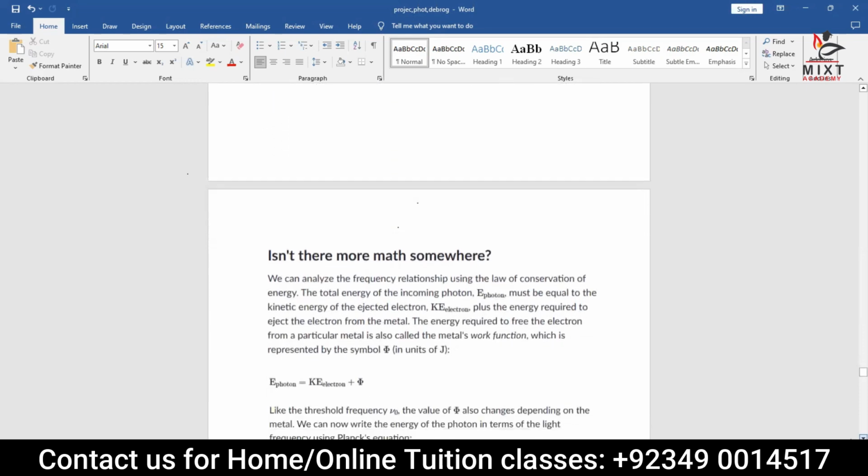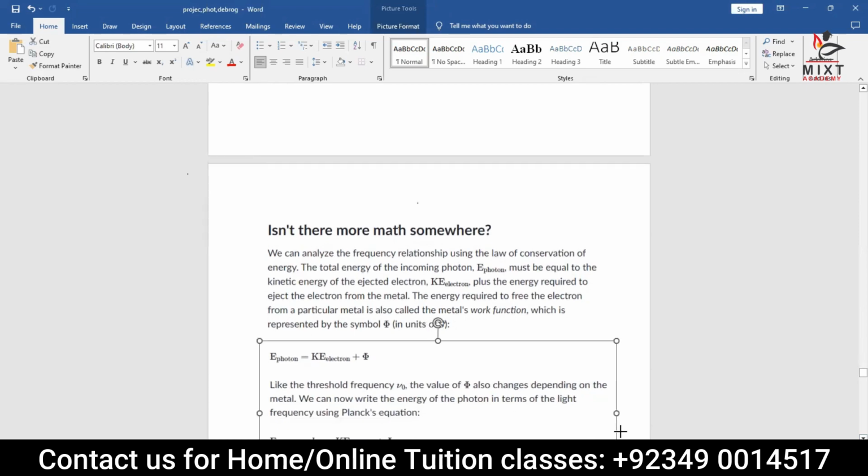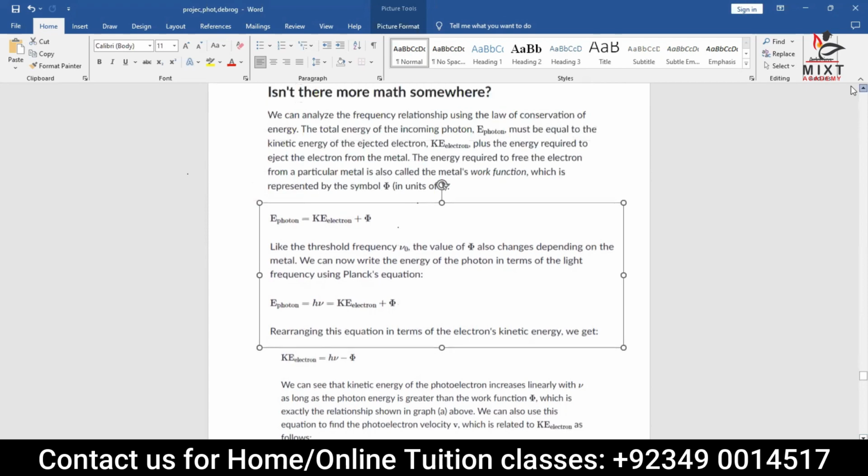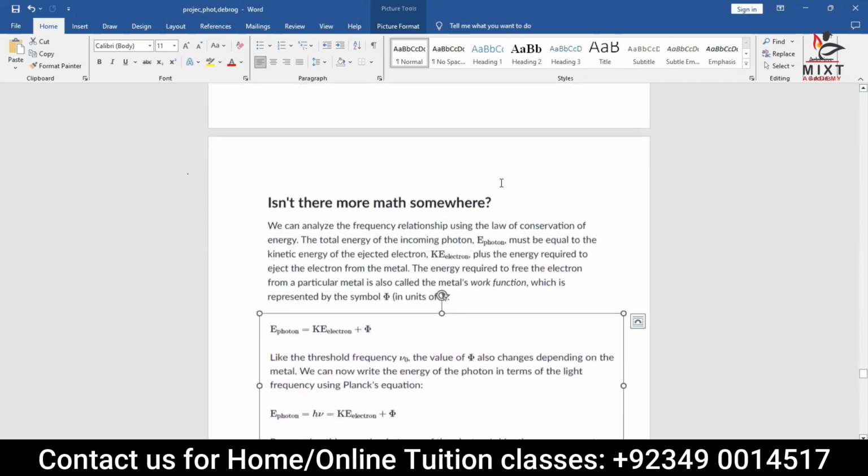Now at this point, you can see this equation. This is a very interesting mathematical equation. Now my point is, what is this equation? Let's see. This is called a mathematical equation. Now what exactly is this mathematical equation?